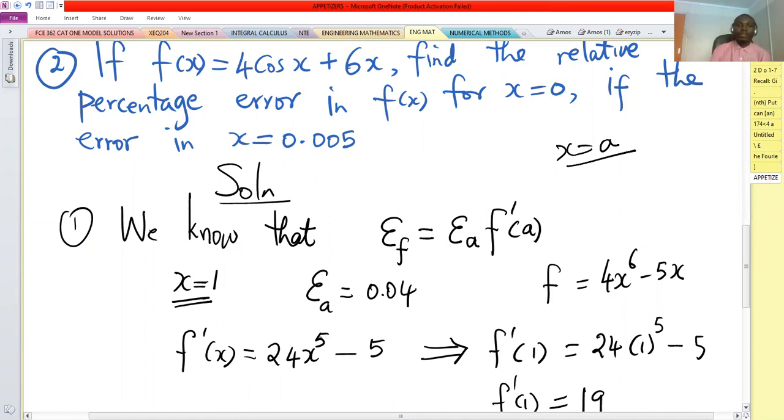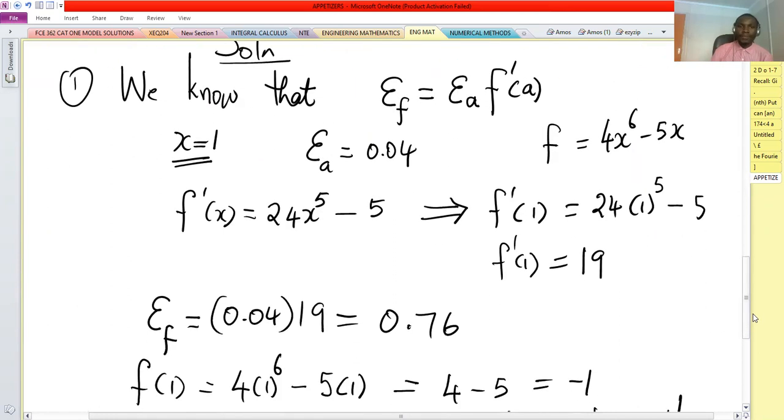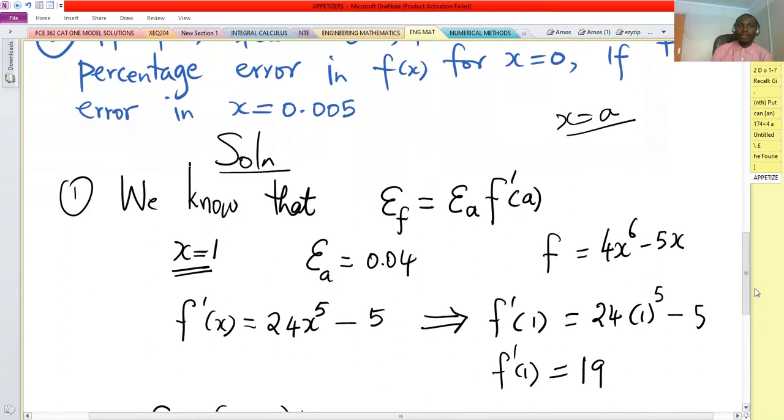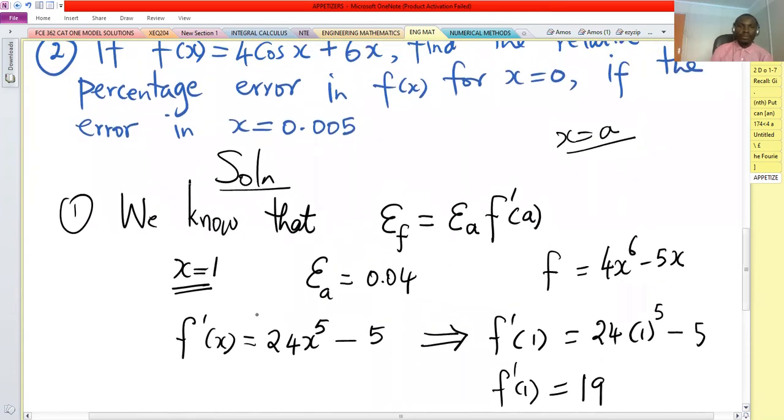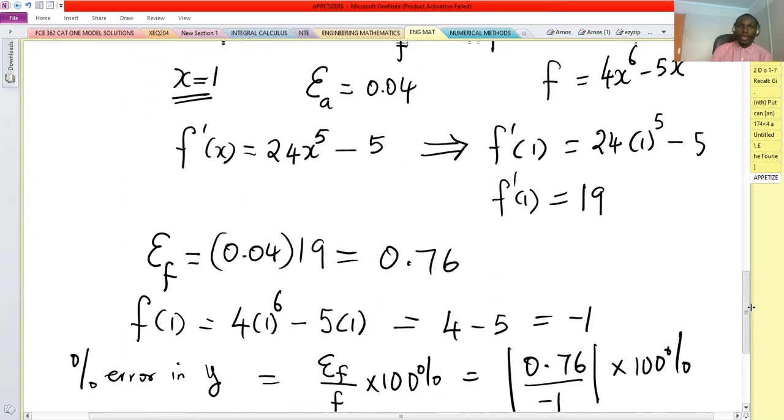And then next, you evaluate the value of the function at 1, and also the value of the derivative of the function at 1. So when you replace x with 1 in the derivative, you get 24 raised to power 5 minus 5, and then f prime at 1 is 19. So therefore, the error in the function will be the error, which is 0.04, times the derivative at x equals 1, which is 19. That gives us 0.76.